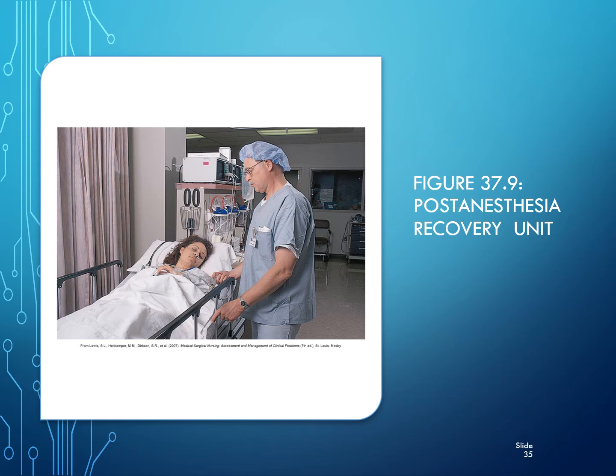On page 765, see box 37.6. Functions of the circulating nurse and the scrub person. A major function of the circulating nurse is to observe for any breaks in sterile technique and then announce them to the team. Very important.